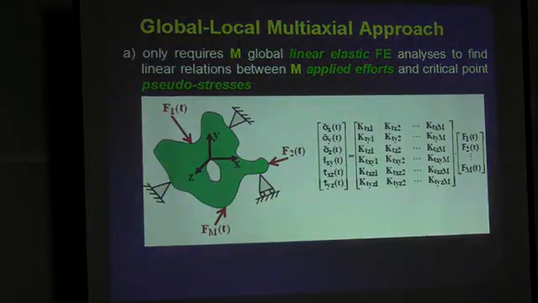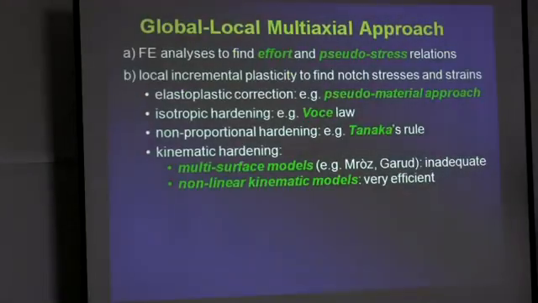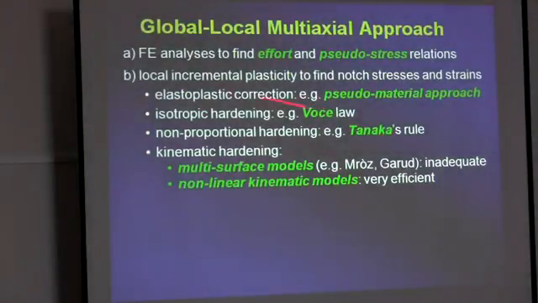So how do you implement that when you have notches? Well, it's first just a classical global-local approach. Linear elastic finite element analysis correlates the applied forces and moments to the pseudo stresses. You calculate it linear elastically, and then you use some local incremental plasticity to find the notch stresses and strains. So you need some elastoplastic correction. We use the pseudo-material approach, which is very good.